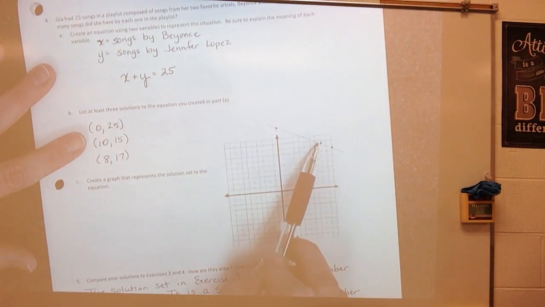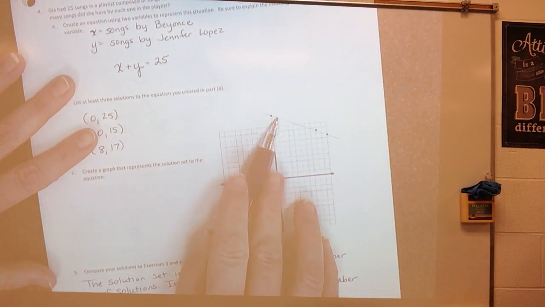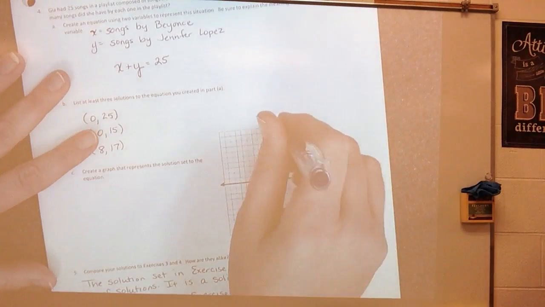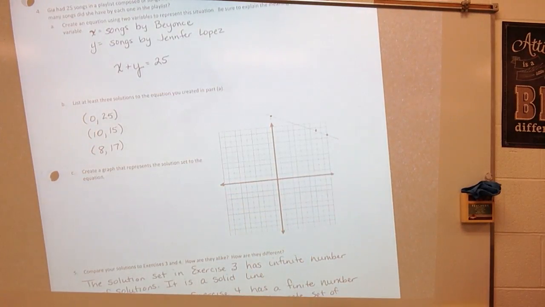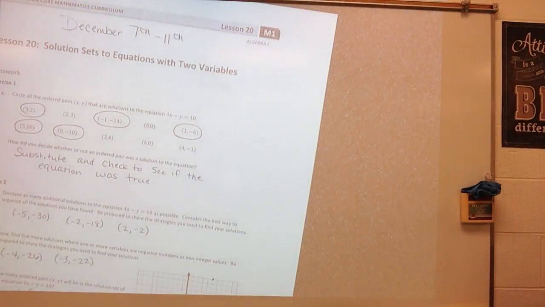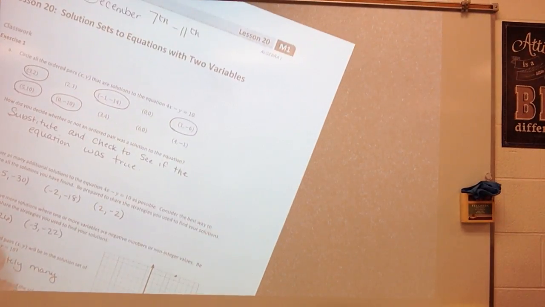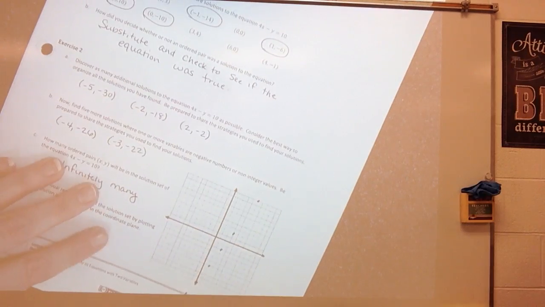It's only certain points that I can be looking at. It is not every single point on that line. It is just certain points. That's the difference between these two sets of problems. All right. So, just a little introduction to what it's going to look like. Some of the things we're going to be looking at here in the next several lessons.